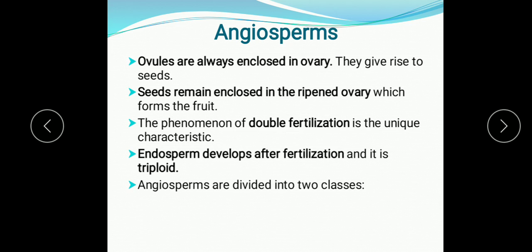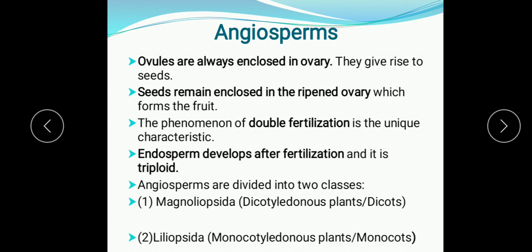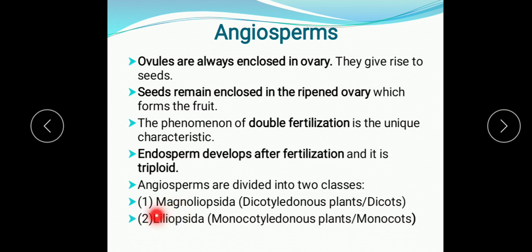Angiosperms are further divided into two classes. Very commonly they are known as dicot and monocot. Technically they are known as Magnoliopsida, and generally as dicotyledonous plants or dicots, as they have two cotyledons in their seeds. And Liliopsida is the technical name for the monocotyledonous plants or monocots, as their seeds have only one cotyledon.